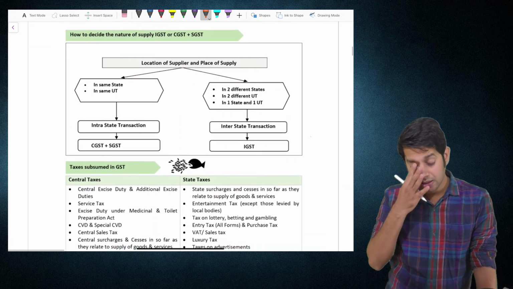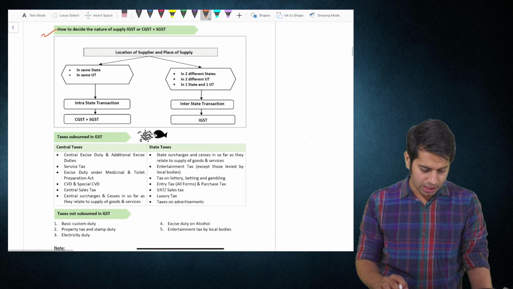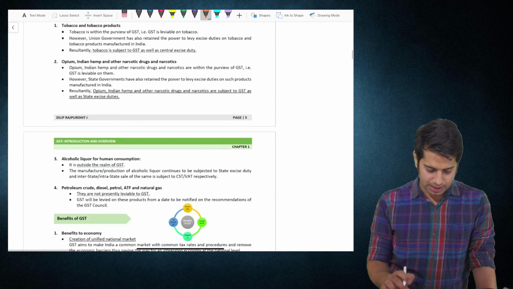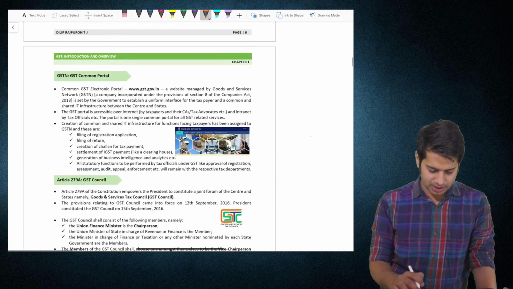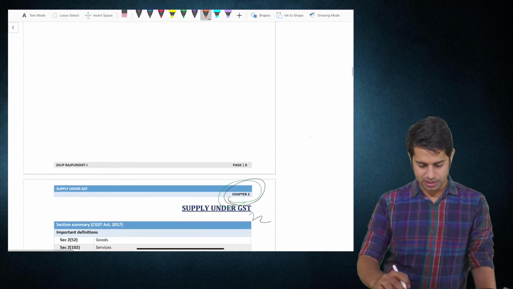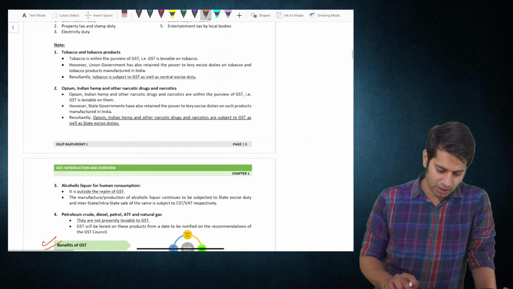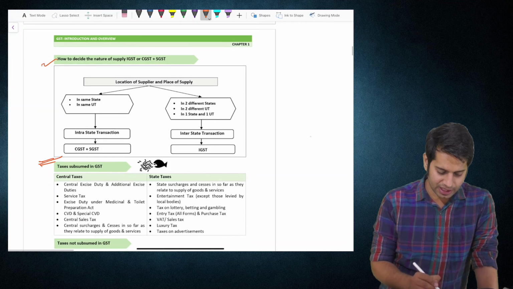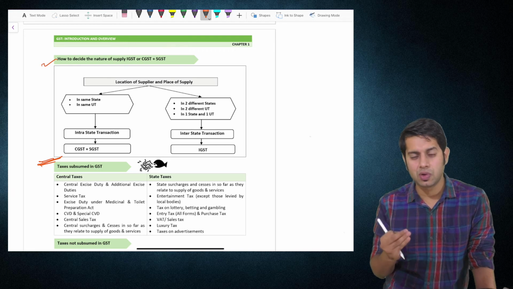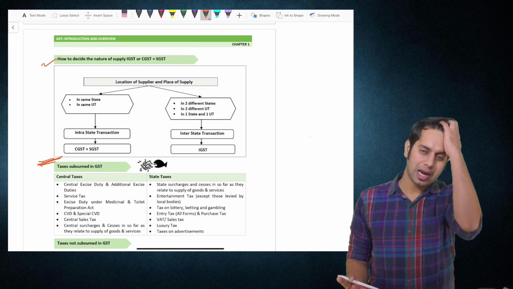Now we'll discuss inter and intrastate supply, the taxes which are subsumed under GST, and the benefits of GST plus GST common portal, and we'll complete this chapter. The next video will complete this particular chapter. As of now, we'll discuss only what you mean by inter and intrastate supply. After that, the taxes which are subsumed under GST will be discussed, taxes which did not get subsumed under GST, what are the benefits of GST, what is the GST common portal, and what is this GST council.